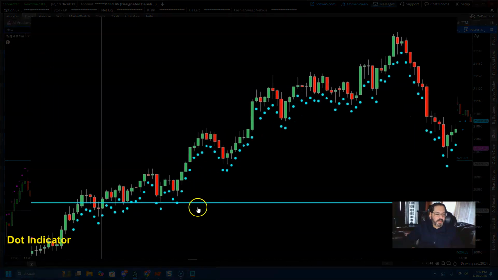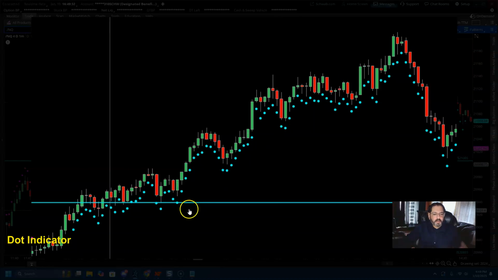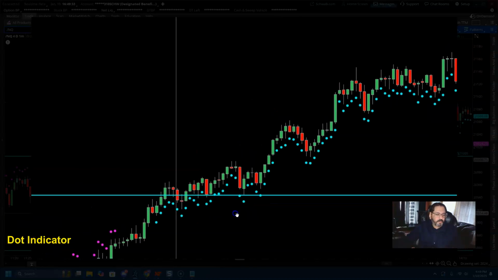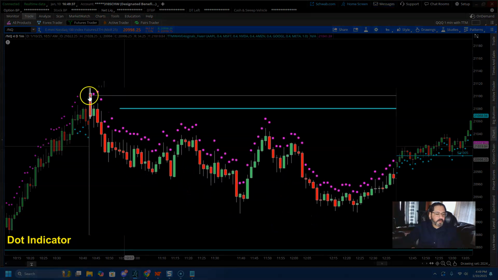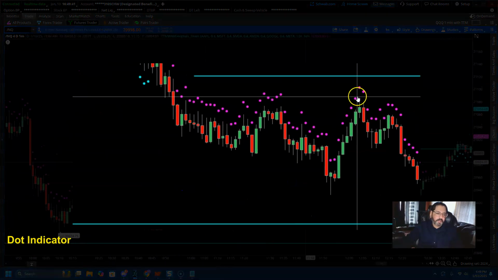Once you apply these dots on a 1 minute chart on the QQQ or NQ, these blue dots, as Annie explained, show you the bullish momentum in the underlying stocks that you're trying to track. And when it's purple, it is bearish momentum at that particular point in time, right?